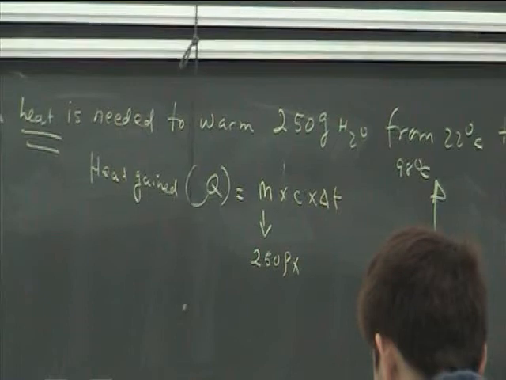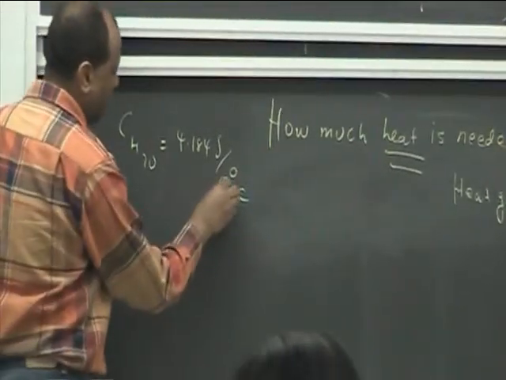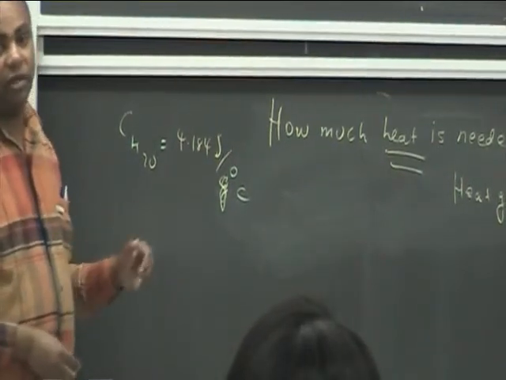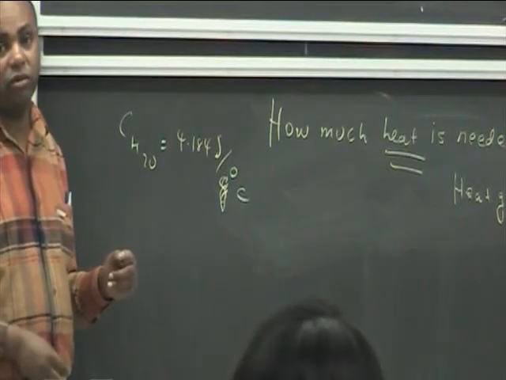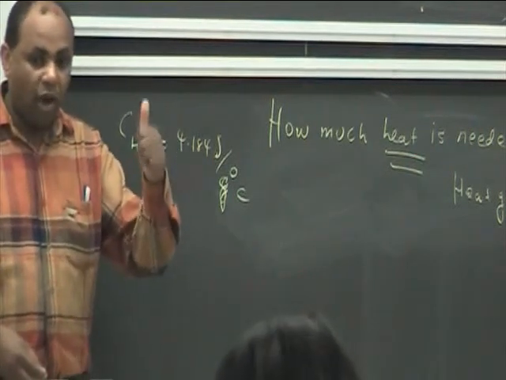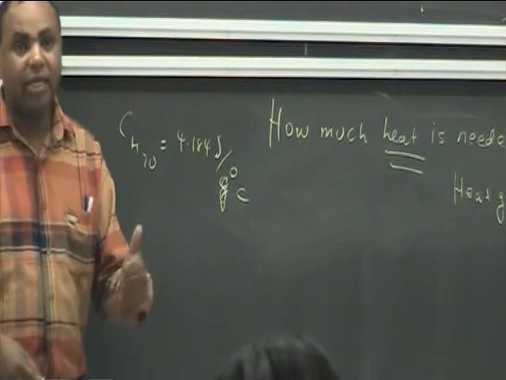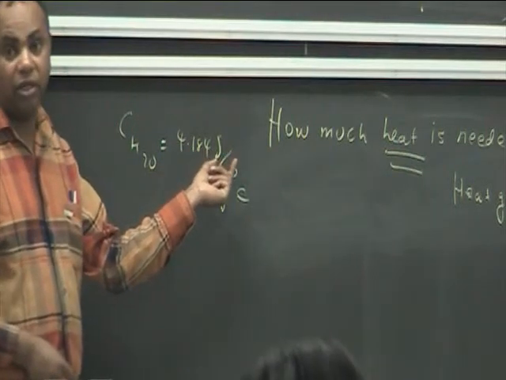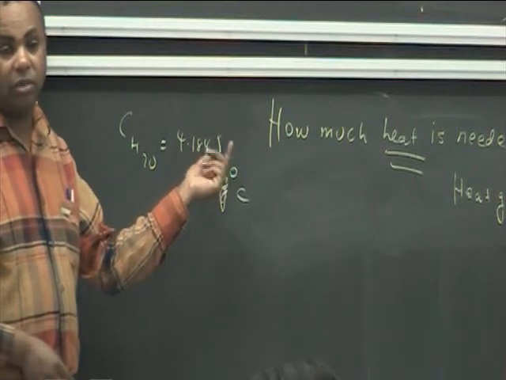4.184 joules per gram per degree centigrade. That means joules per gram per degree centigrade. Where do you get that? That's given. That's a constant value. This will be given to you. It means that to raise 1 gram of water by 1 degree centigrade, you must have 4.184 joules of energy. It's a proportionality.